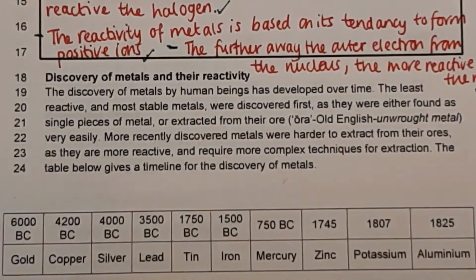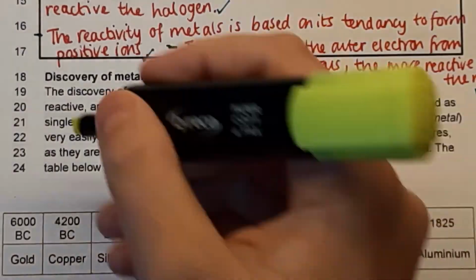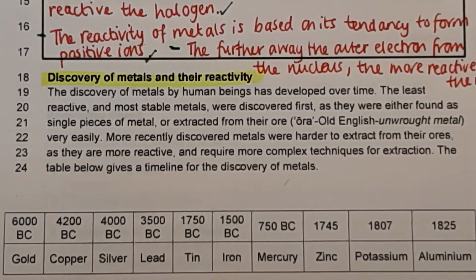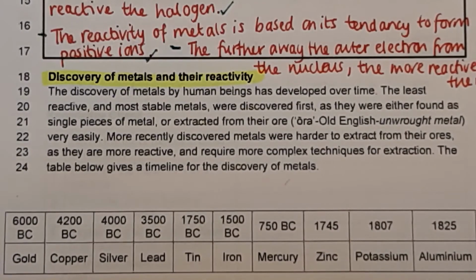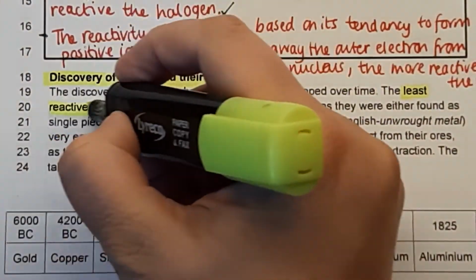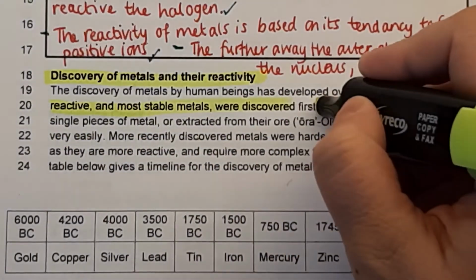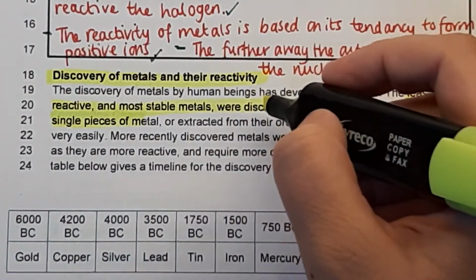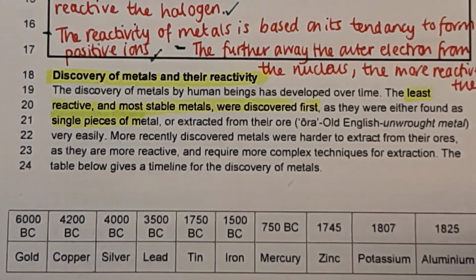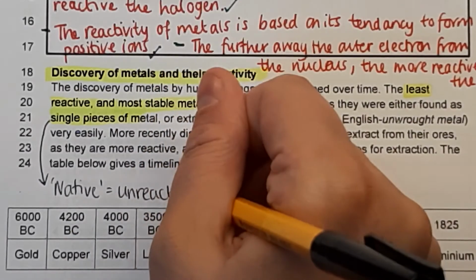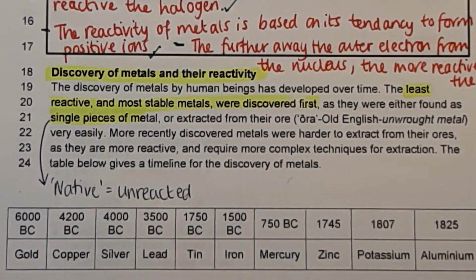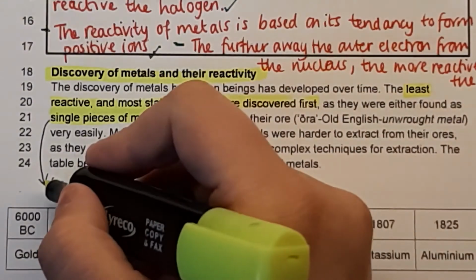So we're moving on now to the discovery of metals and their reactivity. The discovery of metals by human beings has developed over time. The least reactive and most stable metals were discovered first, which is not surprising because they were found as single pieces of metal, which is called native. Let's write that in. So they were found as single pieces of metal. Another way of phrasing this is native or unreactive.